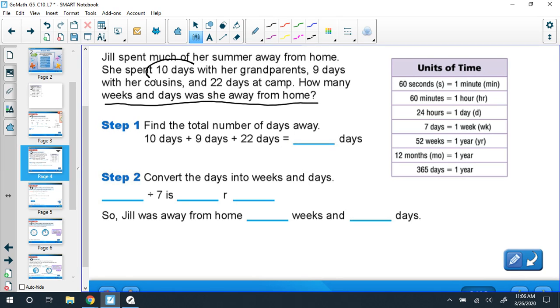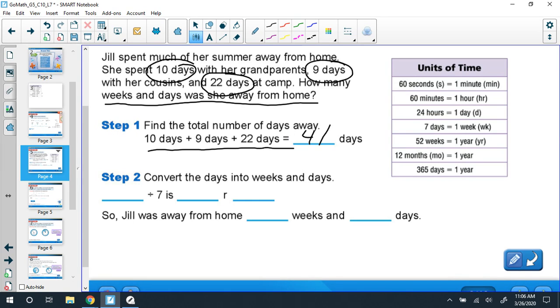Our information is that we had 10 days at grandma and grandpa's, we had 9 days with their cousins, and we had 22 days with camp. So the first thing we want to do is figure out how many days we were gone altogether. So that's why here in step 1, we see that we're going to add 10 plus 9 plus 22, and that's going to give us, what is that, 30? No, 10 plus 22 is 32, plus 9 is going to mean that she was away for 41 days.